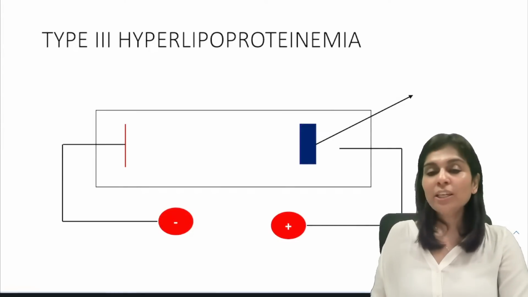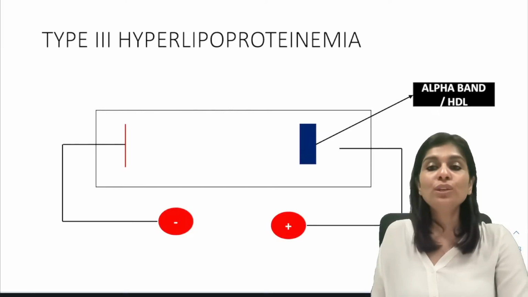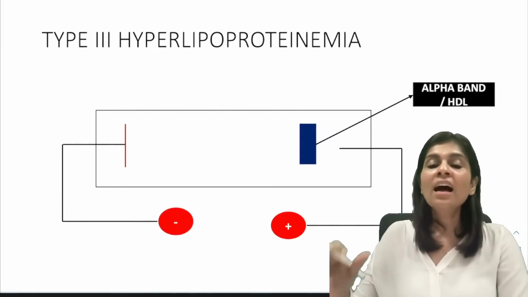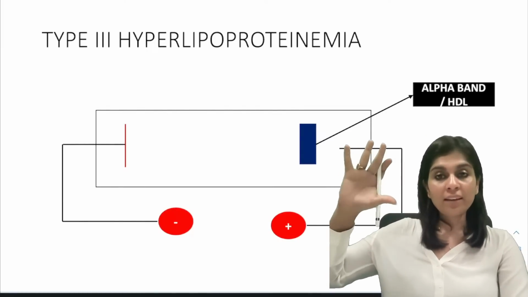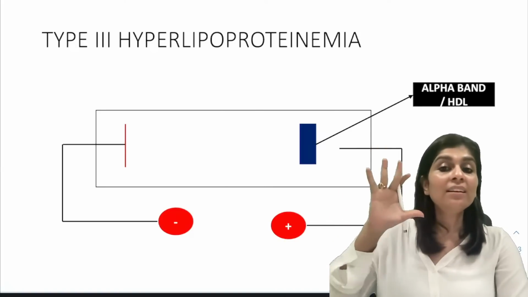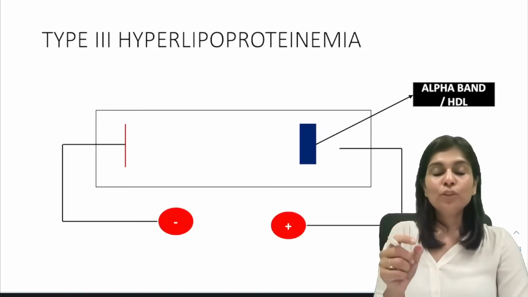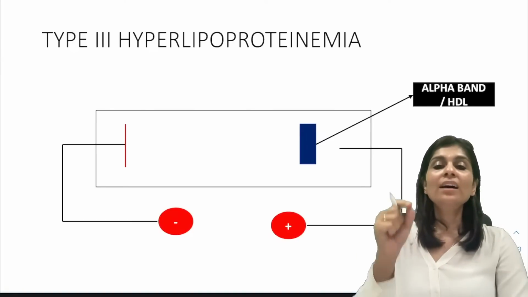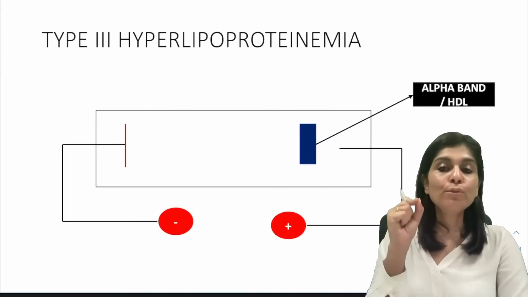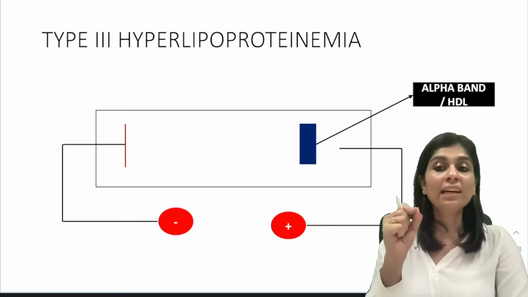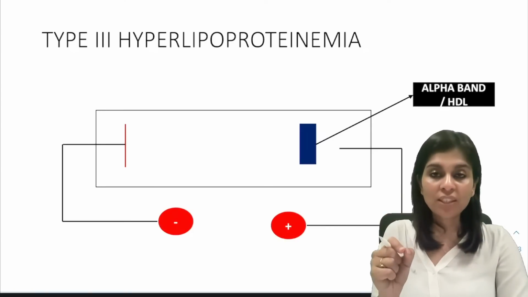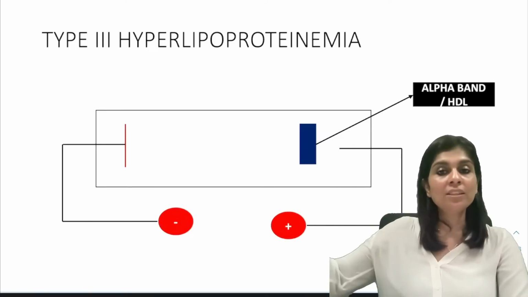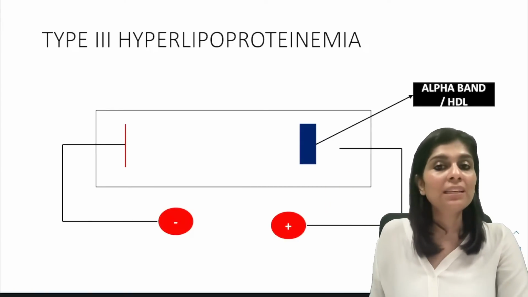Why do you think HDL moves the fastest? For two reasons. Because HDL has the highest phospholipid content and the highest protein content. If you ask which lipoprotein has the highest phospholipid and the highest protein content, that can be a one-liner. Your answer should be HDL, and that is why HDL moves the fastest and is present farthest from the point of application.